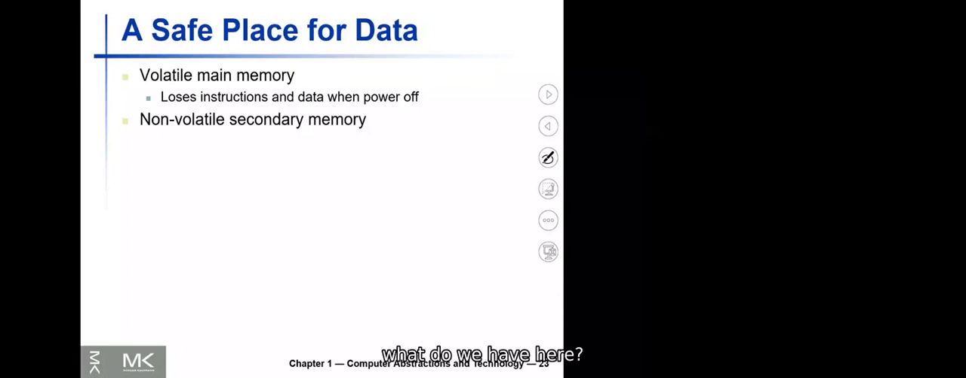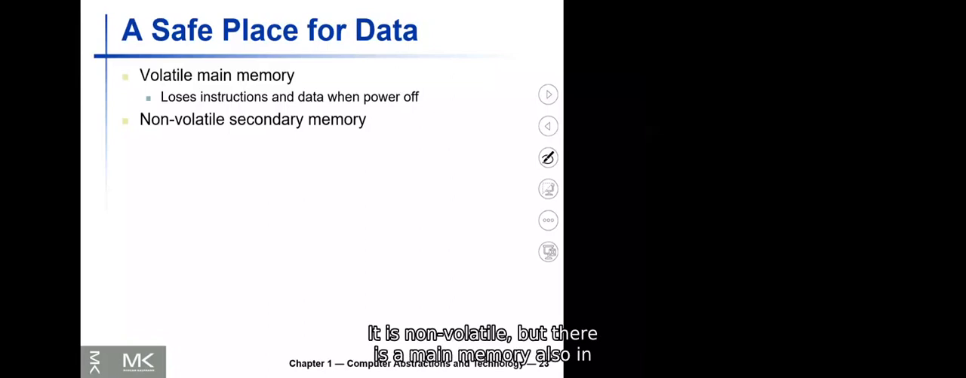What do we have here? We don't have a hard disk here. What do we have for a safe place to store? NAND flash. Yeah, flash. For example, when you buy your smartphone, it says the internal memory, and it has 32 gig of flash memory. So flash memory is the safe place to store. It doesn't lose the data.